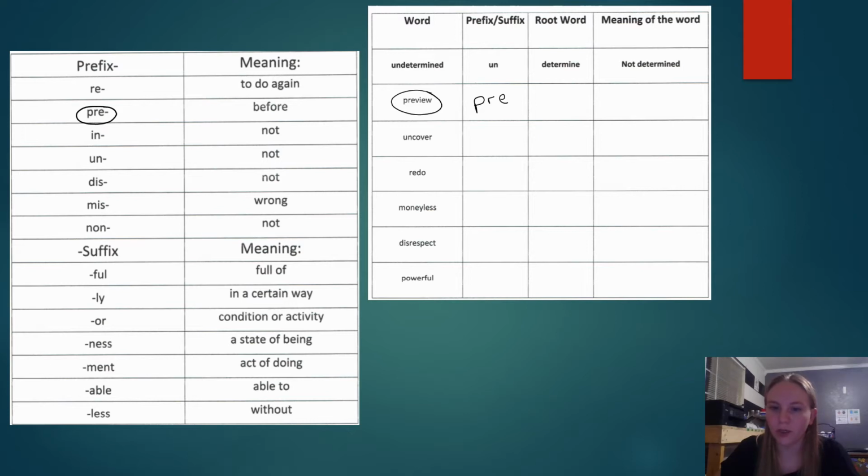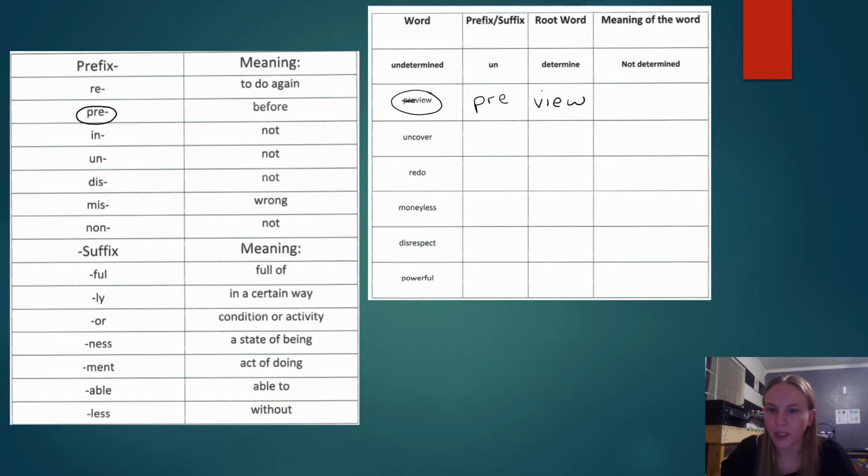Now we've got to look for the root word. How do we find the root word from a word with a prefix or suffix? Well, we have to look at the word. And I know that the root word is not going to have a prefix or suffix in it, so I can take this part out. P-R-E, that doesn't need to be there to find our root word. What's left? Very good. View. V-I-E-W. View. So now I've got our prefix or suffix in the first box and our root word in the next box next to it.